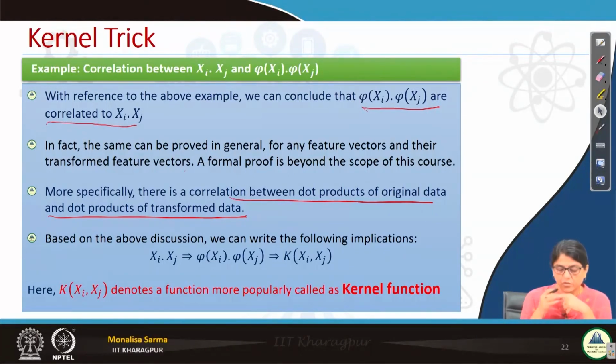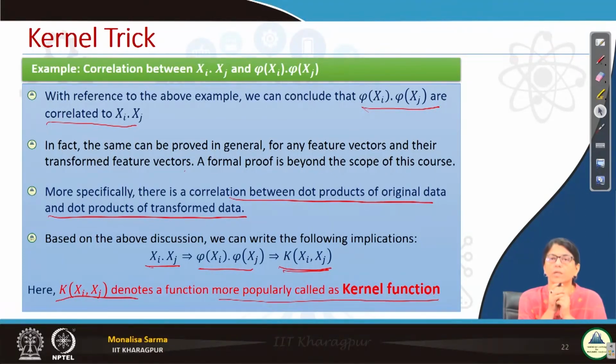Okay. So, based on the above discussion, we can write the dot product of xi dot xj implies the dot product of phi of xi dot phi of xj, which implies K. This K denotes a function which is more popularly known as the kernel function. Now, what is this kernel function? What is this K? We will discuss in the next lecture.